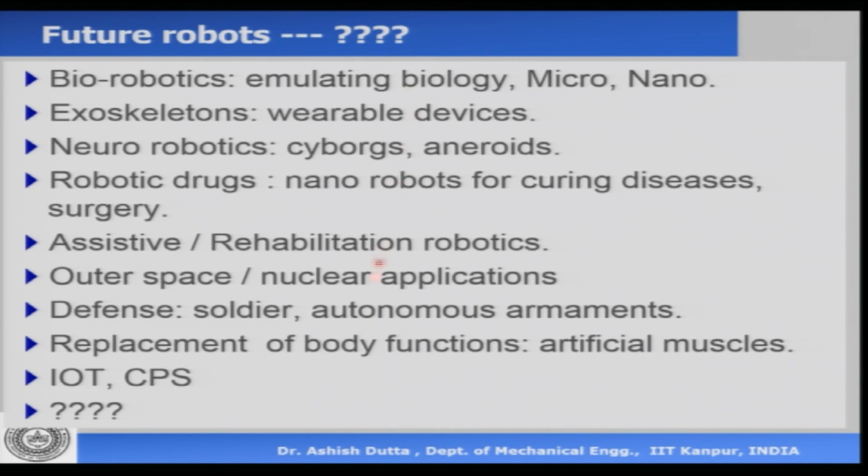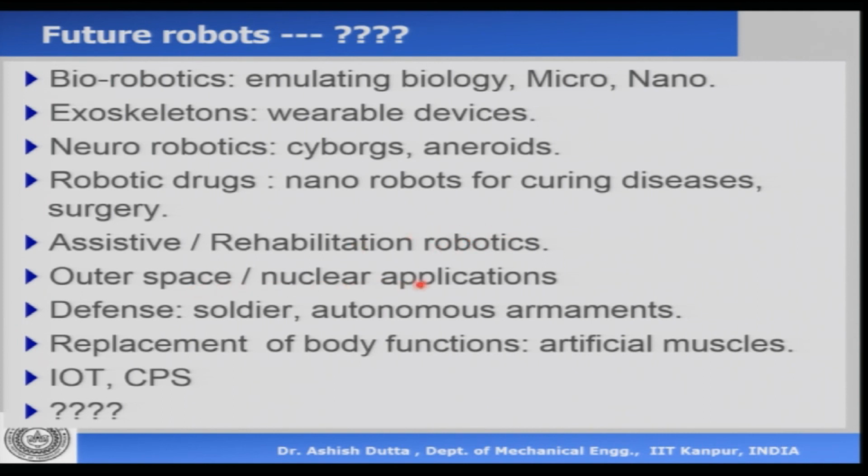Now the future of robotics essentially means the areas in which robotics is expected to grow in the next couple of years or the next decades. Number one is biorobotics, emulating biology, making micro and nano systems. Then exoskeletals are wearable devices, not only wearable robots but also wearable clothes, wearable sensors, wearable actuators. Neurorobotics, where the robot can actually be inside the body, performing some function or a part of the body. Robotic drugs, nanorobots for curing disease, surgery. Then assistive rehabilitation robotics, for example, for stroke rehabilitation.